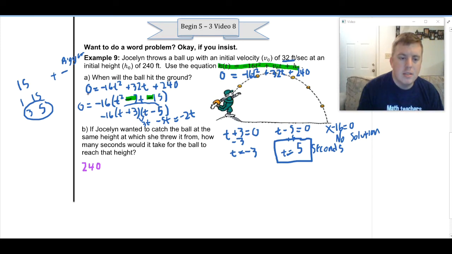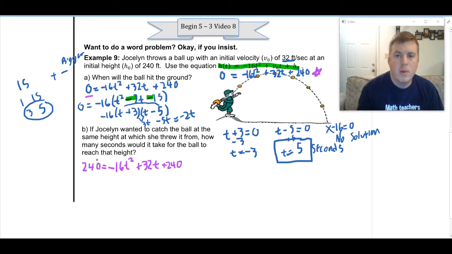So the only difference is that instead of plugging in the 0 like we did for the height at the beginning, we're going to plug in 240 feet, because that's the height it was thrown from. Everything else is the same. We're still going to have negative 16t squared, plus 32t, and plus 240. And this is all coming from our equation that we had up here.